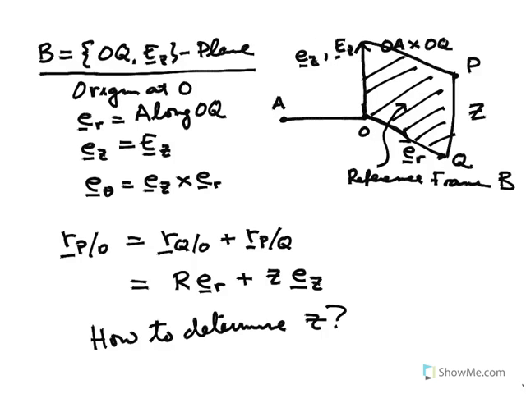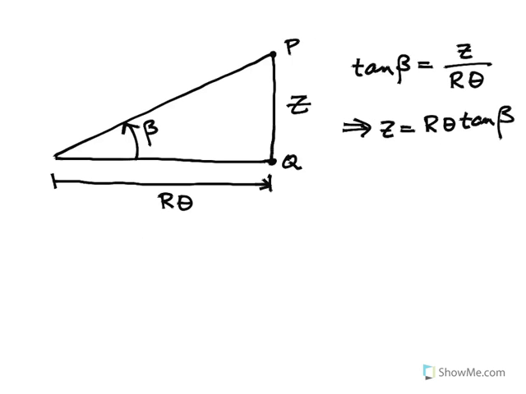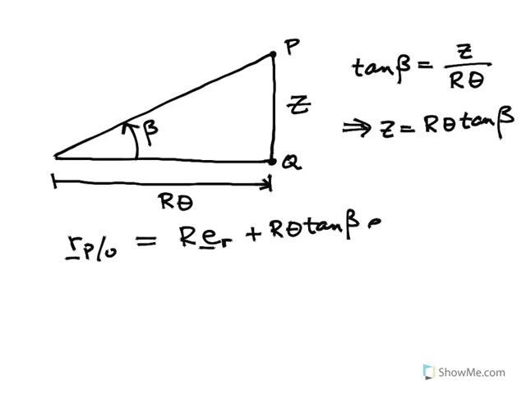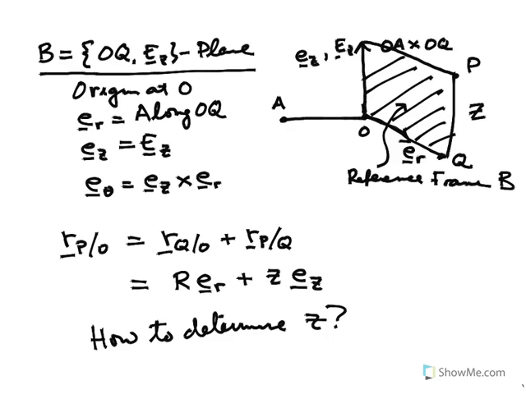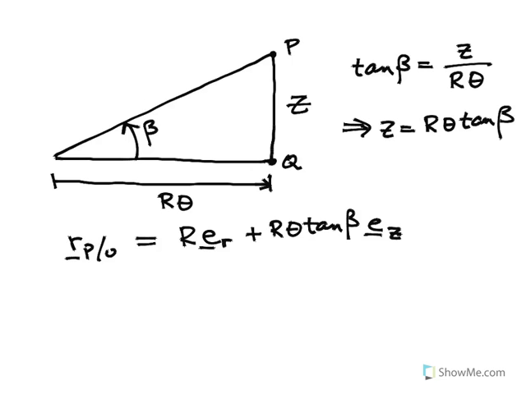So now we have enough information to be able to solve the problem, because the position of P relative to O is going to equal R ER plus R theta times the tangent of beta times EZ. And that's by substituting Z into the previous expression. Now we can get the velocity of point P as viewed by an observer fixed to the track. Well, that's equal to the rate of change in the track of the position of P relative to O.